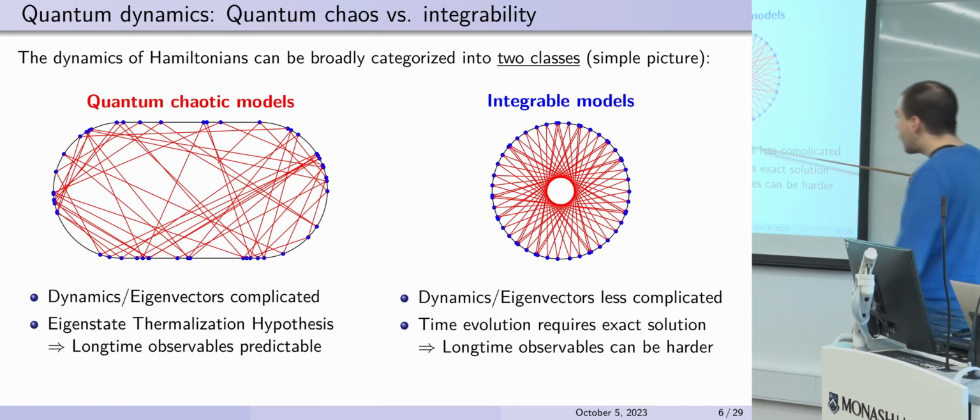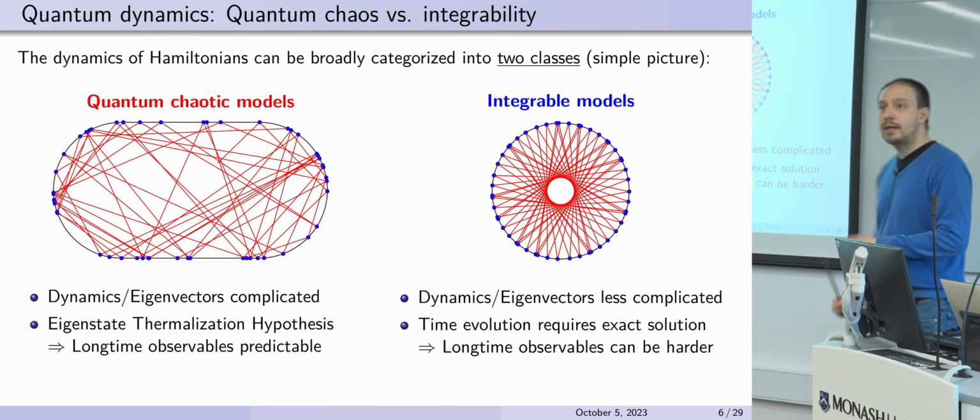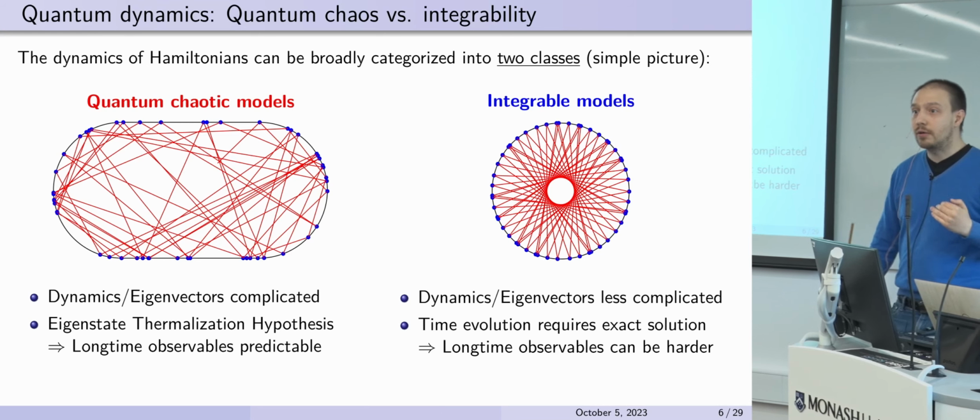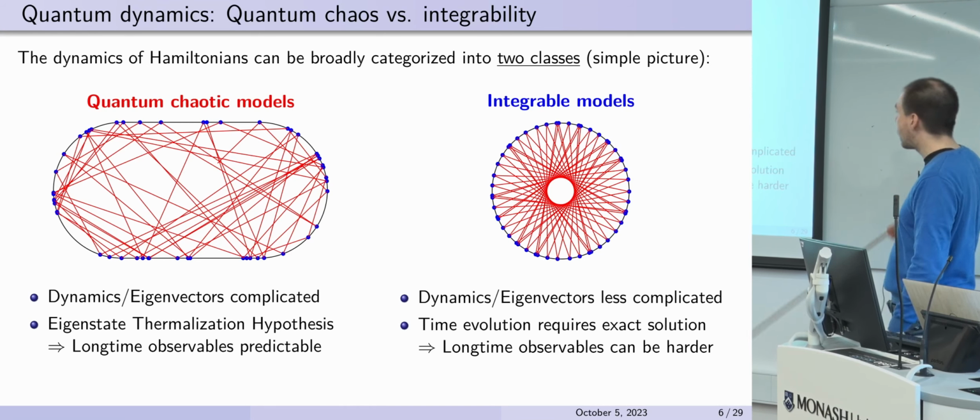And in that case, the dynamics and eigenvectors are less complicated. There exist analytical techniques to get them and understand it. But if you then actually want to compute the dynamics of observables, you need to use these analytical techniques. And it's not just predicting a single value. You will have a phenomena occurring.